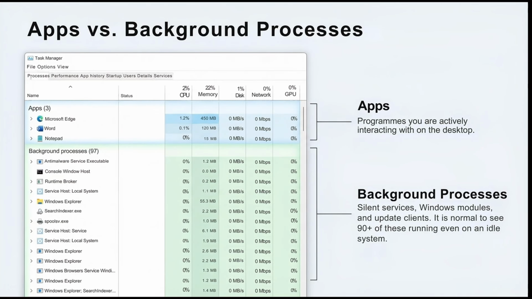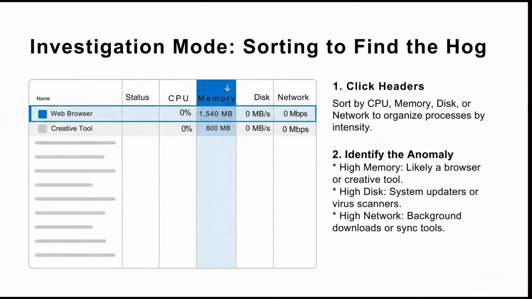Switch to the Processes tab. It's normal to see 80 or 90 background processes listed. These are the silent services that keep Windows running. You're only actively using the apps at the top under the Apps section. To find what's consuming the most resources, click the CPU or memory column header to sort. The highest consumers rise to the top instantly.